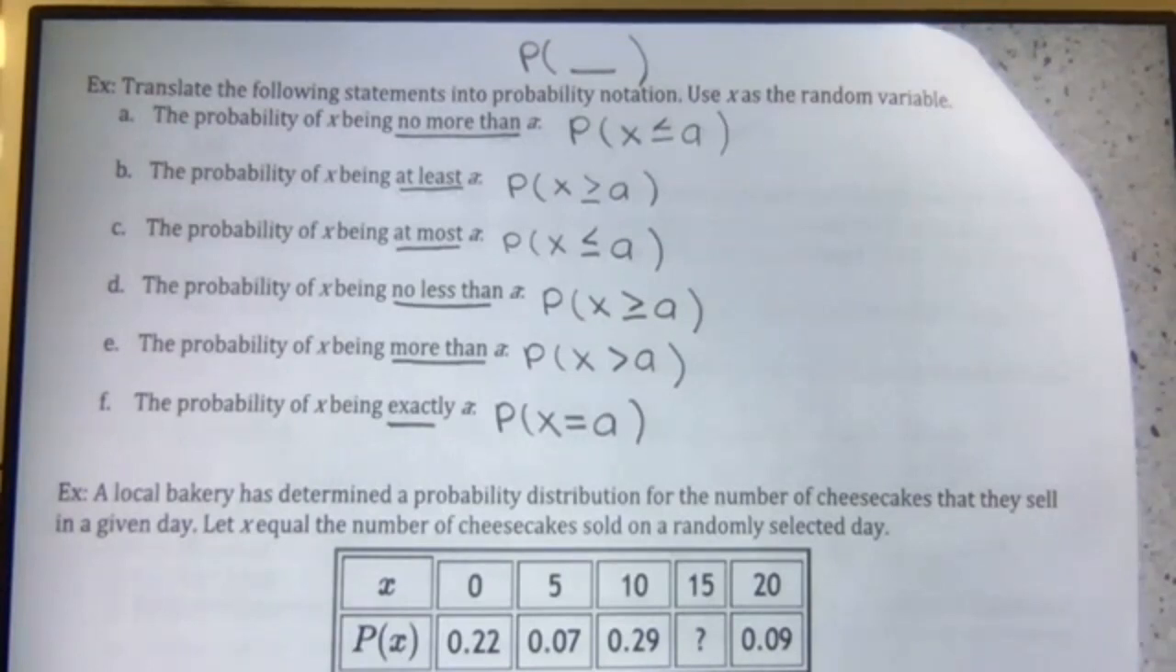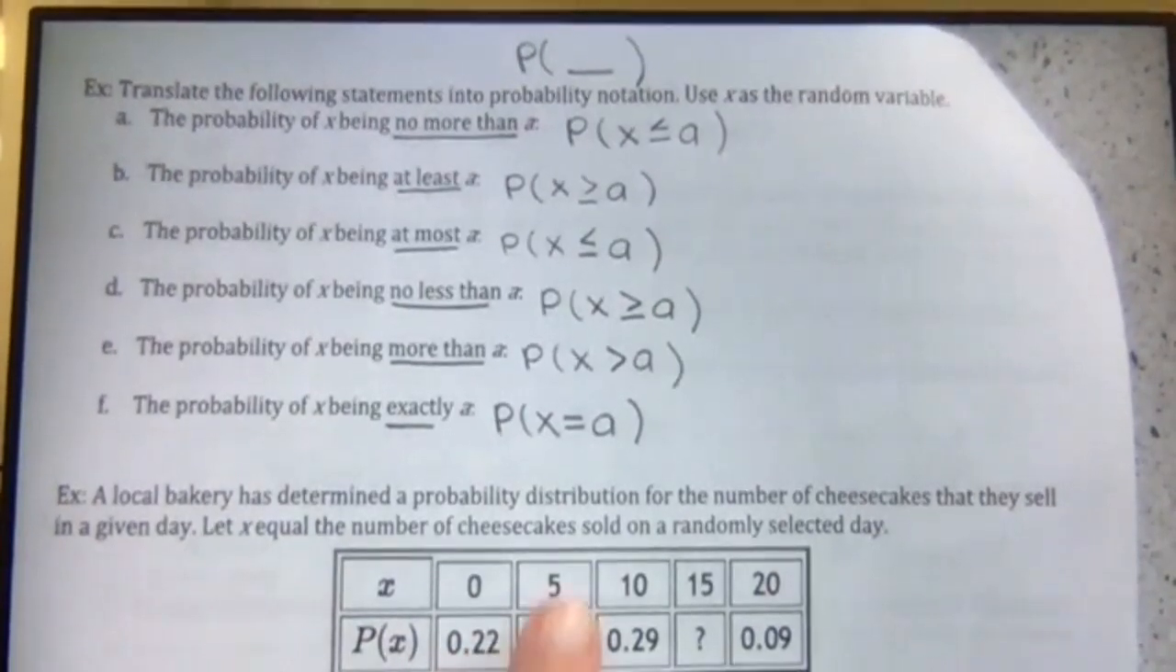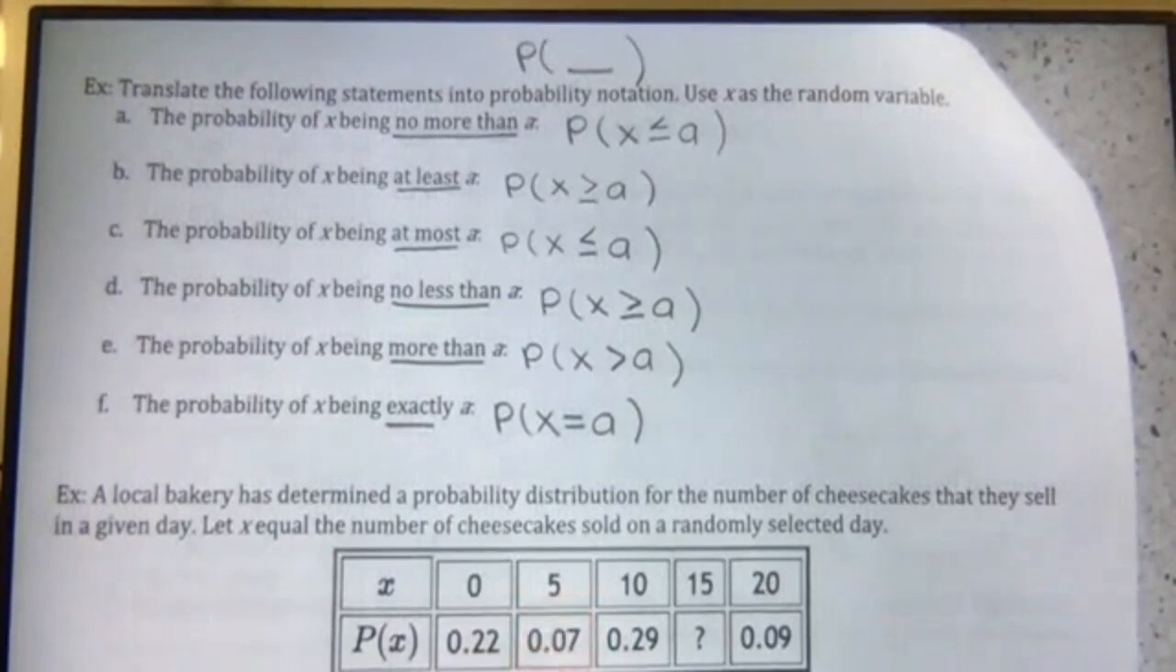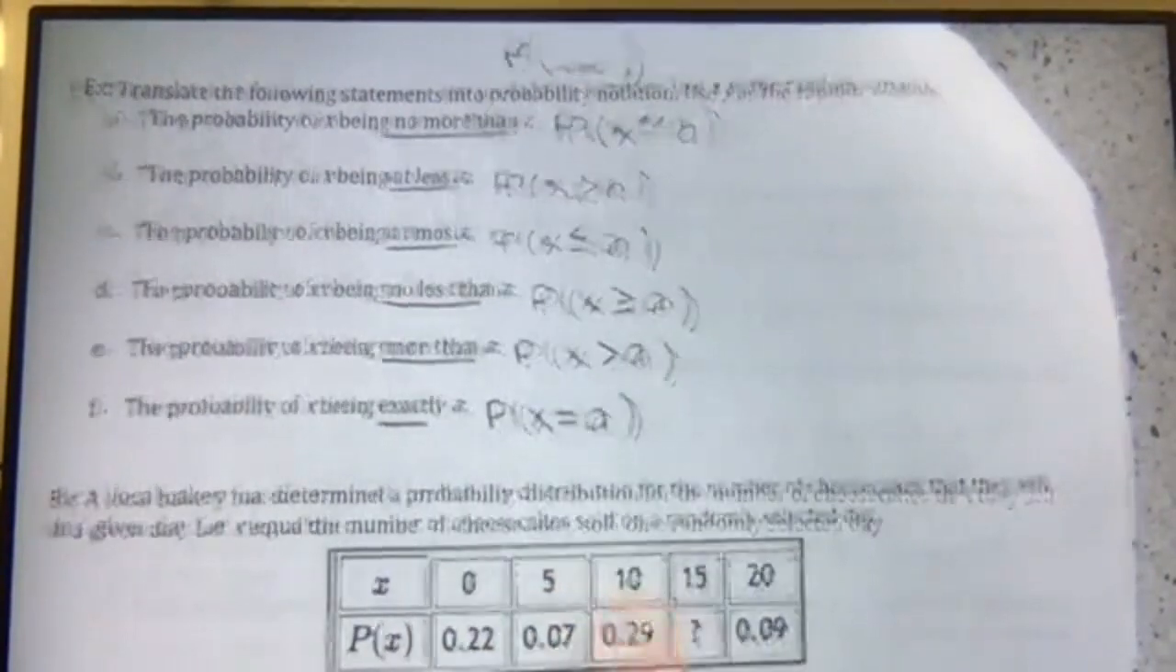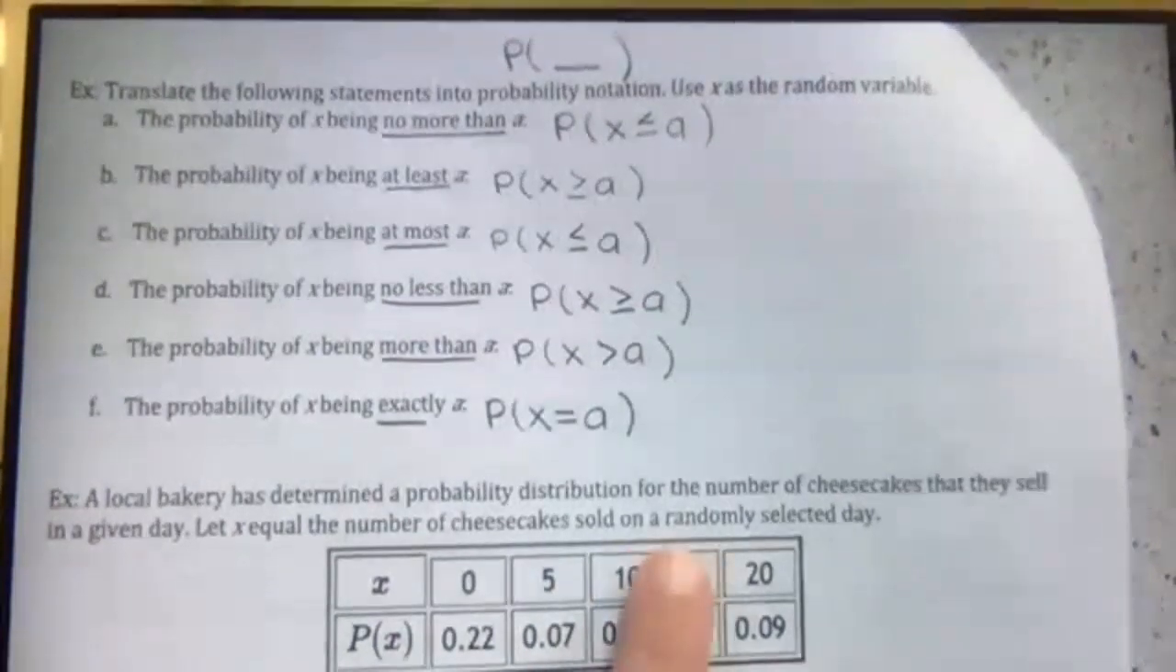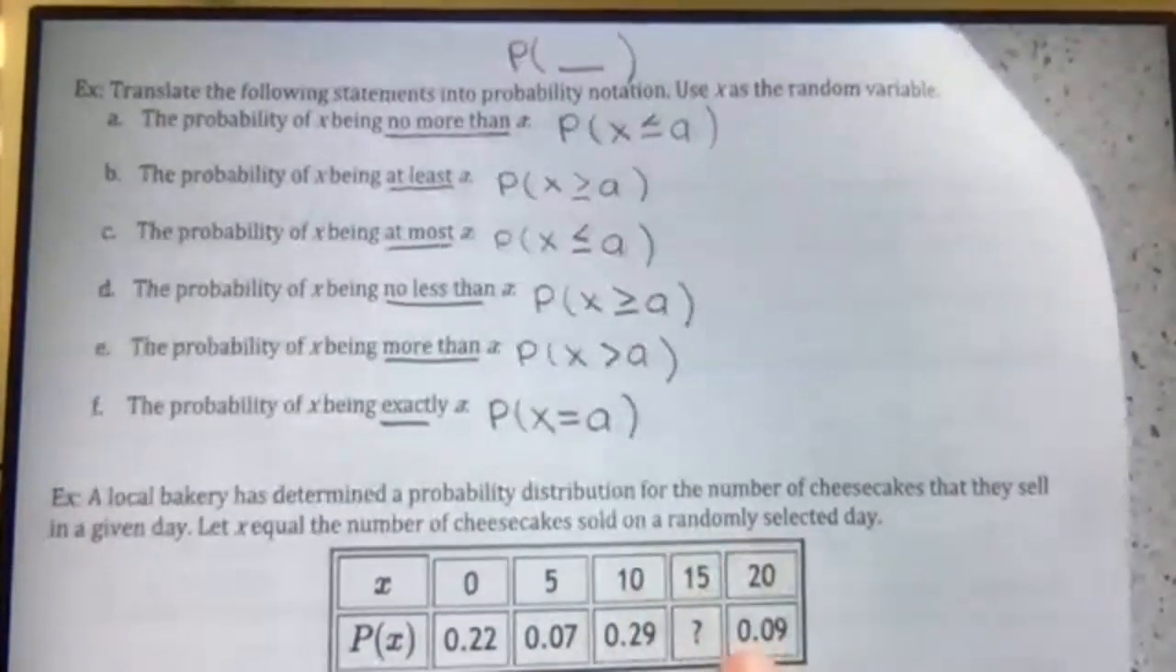Next example. The local bakery has determined a probability distribution for the number of cheesecakes that they sell in a given day. Let X equal the number of cheesecakes sold in a randomly selected day. So for 0 cheesecakes, the probability is 0.22. If we have 5 cheesecakes, it's 0.07. If 10 cheesecakes were sold, it's 0.29. We don't know about 15, and then 20 we know is going to be 0.09.